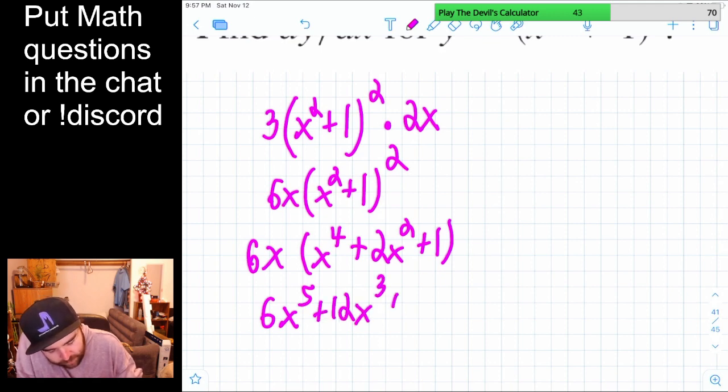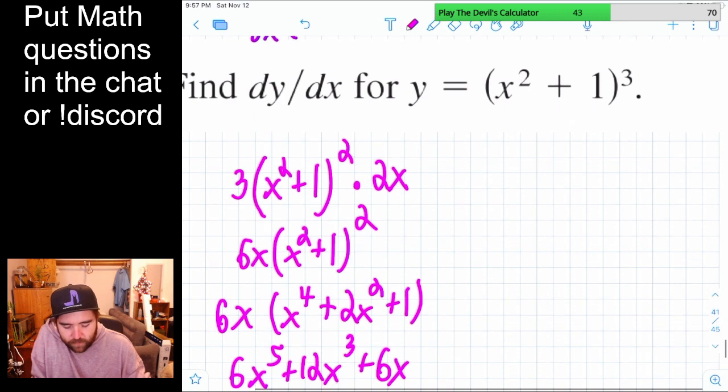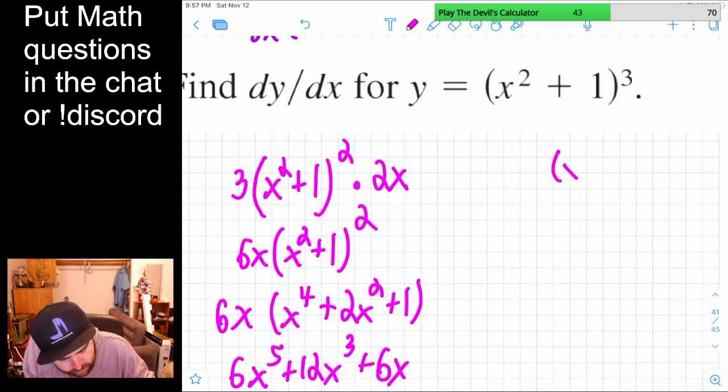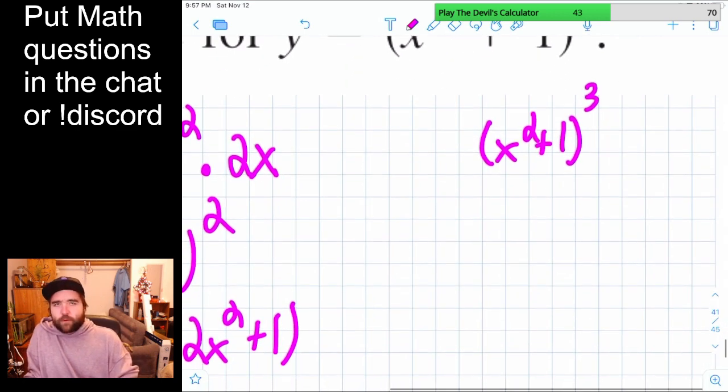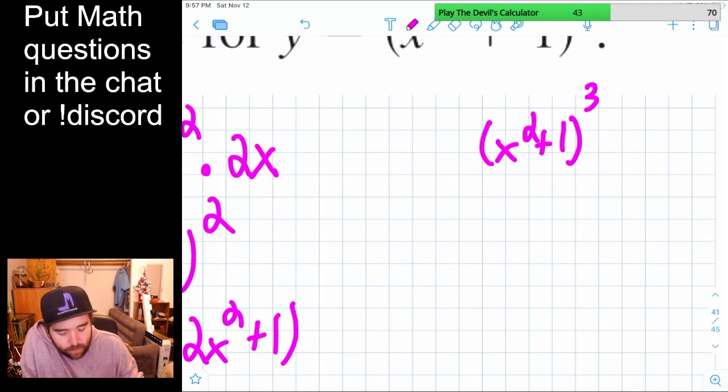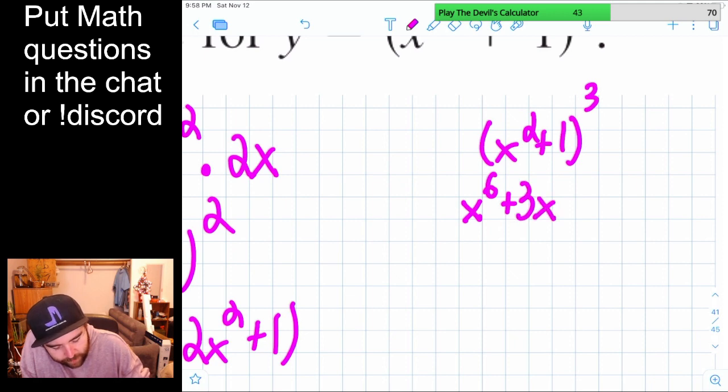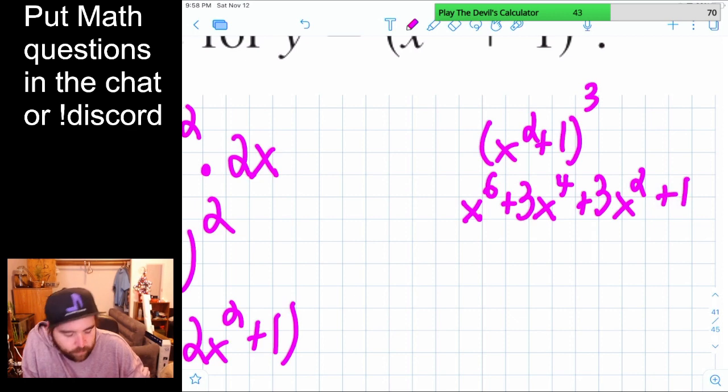So this is what we get as the derivative here. And then let's do it a different way. So before we take the derivative, let's actually multiply this out. So let's try to do it quickly using Pascal's triangle. So it's going to be x to the 6th plus 3x to the 4th. Oh yeah, plus 3x squared plus 1. Yeah, that was a lot easier than I thought it was going to be. So that's x squared plus 1 cubed.